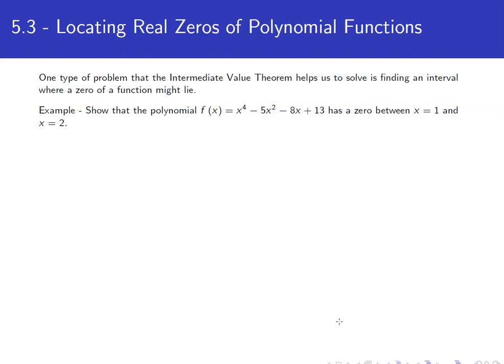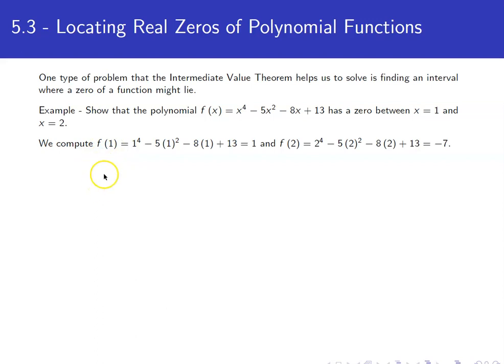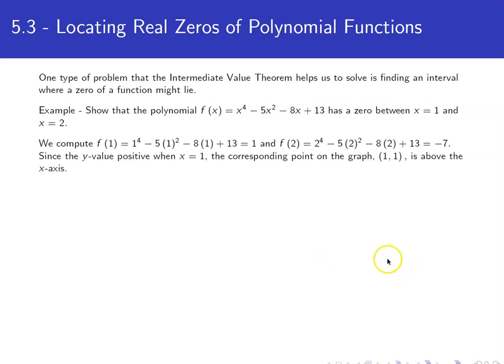So let's show that the polynomial f of x equals x to the fourth minus 5x squared minus 8x plus 13 has a 0 between x equal to 1 and x equal to 2. We're going to plug 1 and 2 into the function. When we plug in 1, we get out 1. When we plug in 2, we get out negative 7. So when we're at x equal to 1, the function is above the x-axis. When we're at x equal to 2, we're below the x-axis.